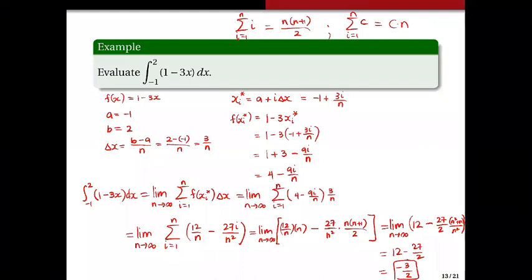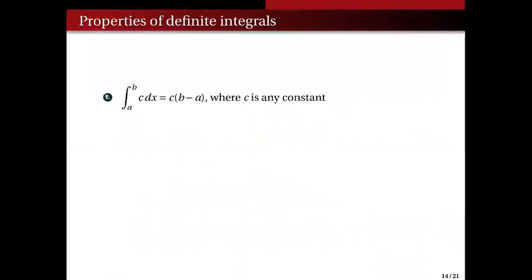Now, let's have some techniques or some properties of these definite integrals. These properties can be derived using the properties of the sigma notation that we discussed. Okay? So in here, if you have the integral from a to b of a constant c dx, then this definite integral is just equal to c times b minus a.